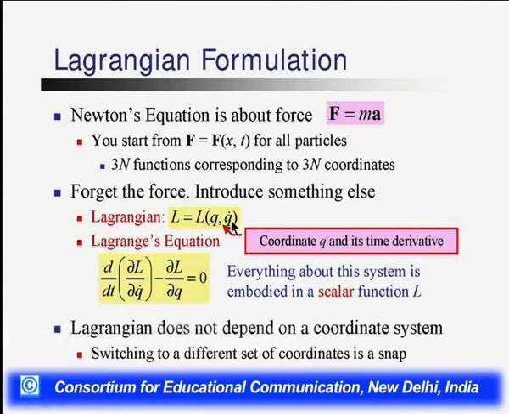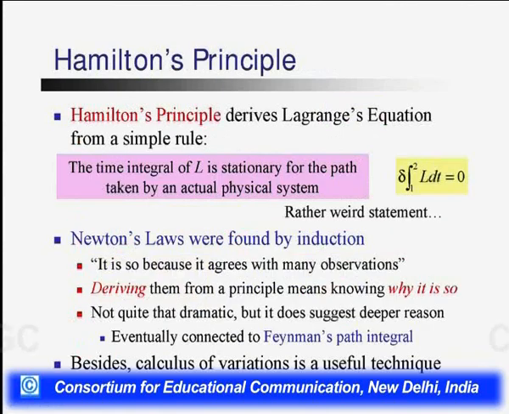The Lagrangian does not depend on the coordinate system. Switching to a different set of coordinates is a snap, meaning the force changes but the Lagrangian function is handled by the Lagrangian equation: d by dt of del L by del q dot minus del L by del q is equal to 0. In brief, we will discuss it later.